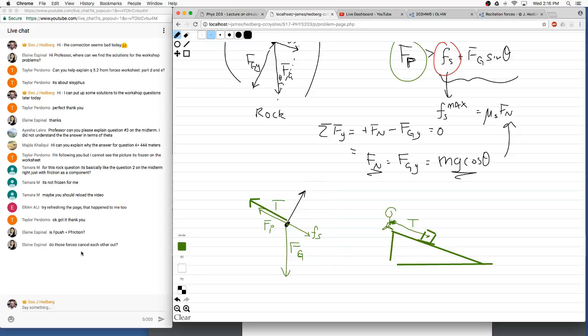I'm not sure what you mean by do those forces cancel each other out. Whenever you say do those forces, please be specific and say which forces you're talking about, right? We have 5 forces here. I don't know which ones you are referring to. Okay, we can come back to this later.